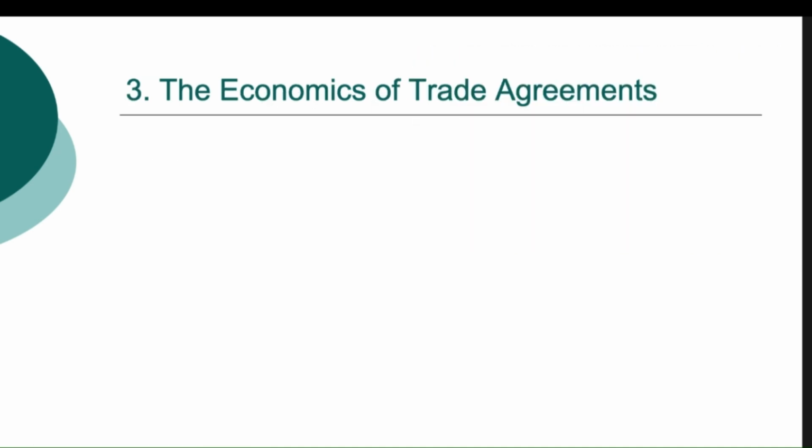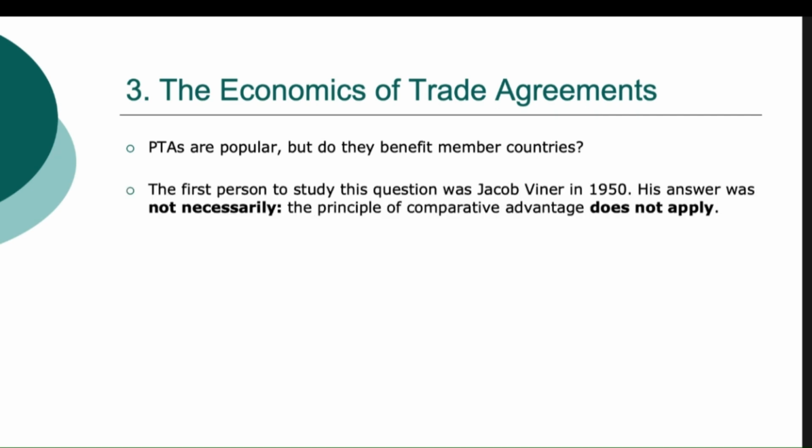So the next point is about the economics of trade agreements. Now, we know that they're popular, but do they actually benefit the countries? This is an important question for economists, because many economists will tell you about the principle of comparative advantage. If you've studied economics, you might have come across that. The argument goes back to David Ricardo that countries benefit from trade. All countries have a comparative advantage in something, so that gives them something to export, and they benefit from exporting things that they are relatively good at, and importing things that they are less good at. That's the principle of comparative advantage.